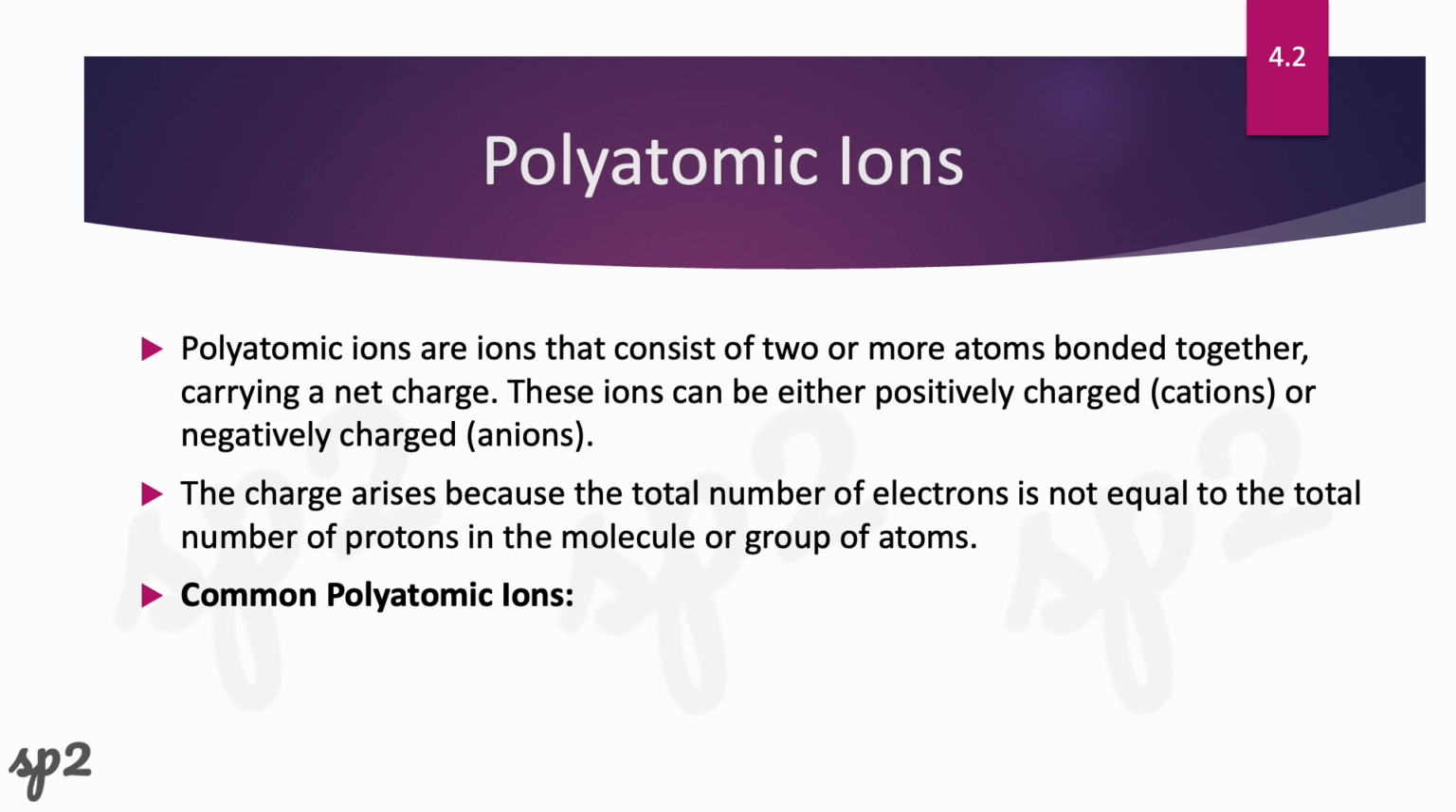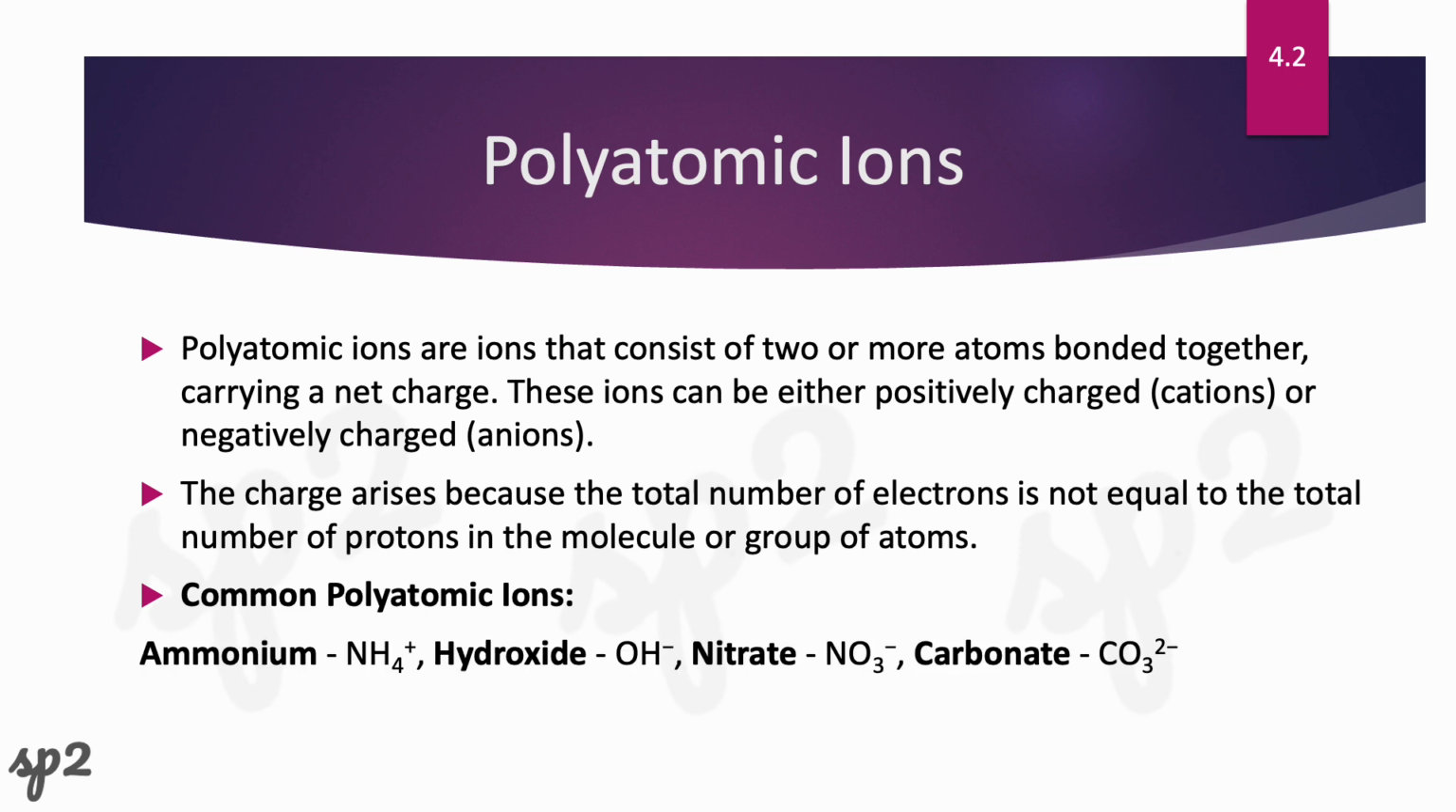I have a couple of common examples for you. The first one is ammonium, NH4 with a positive charge, so that's a cation. We have hydroxide, which is OH with a negative charge. That's an anion. We have nitrate, NO3 with a negative charge. That's another anionic polyatomic ion. And the last one is carbonate, CO3, and we also have a 2 negative charge here.